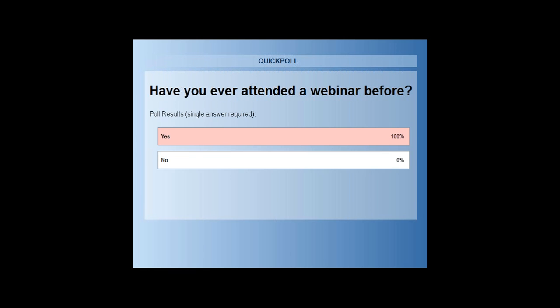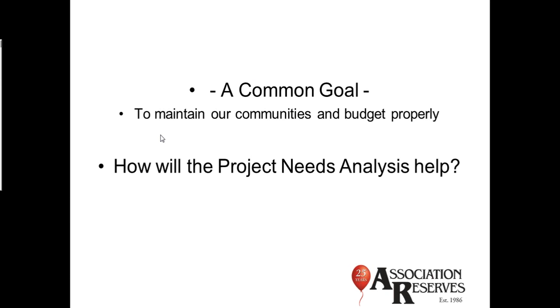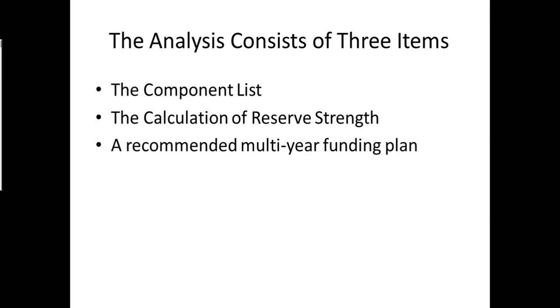Okay, I'm going to start with discussing our common goal. Our common goal is to maintain our communities and budget properly, and we want to talk about how the project needs analysis will help. This discussion will let you know how the reports are going to help you with that long-term goal. The analysis consists of 3 items: the component list, the calculation of reserve strength, and a recommended multi-year funding plan. The first is a component list, and the second is not important for our discussion today. We're going to mainly focus on the first and the third items.